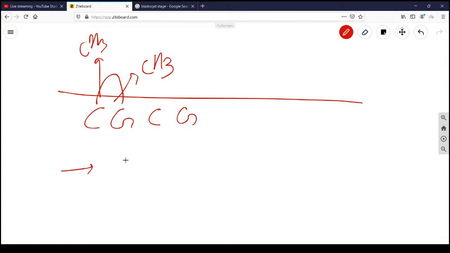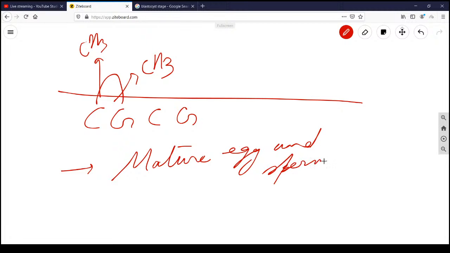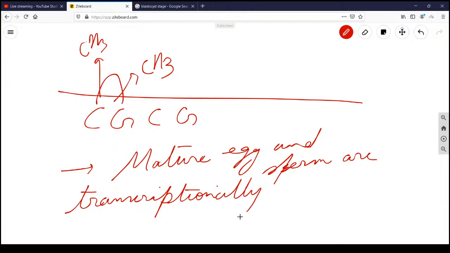So mature egg and sperm are transcriptionally inactive because they don't want to spend energy. They have already acquired what is necessary during the oogenesis and spermatogenesis process. They have accumulated whatever is necessary. Now they don't want to spend that much energy in transcribing, because that also requires NTPs, right? So that is utilization of ATP only, with each nucleotide or ribonucleotide being added.